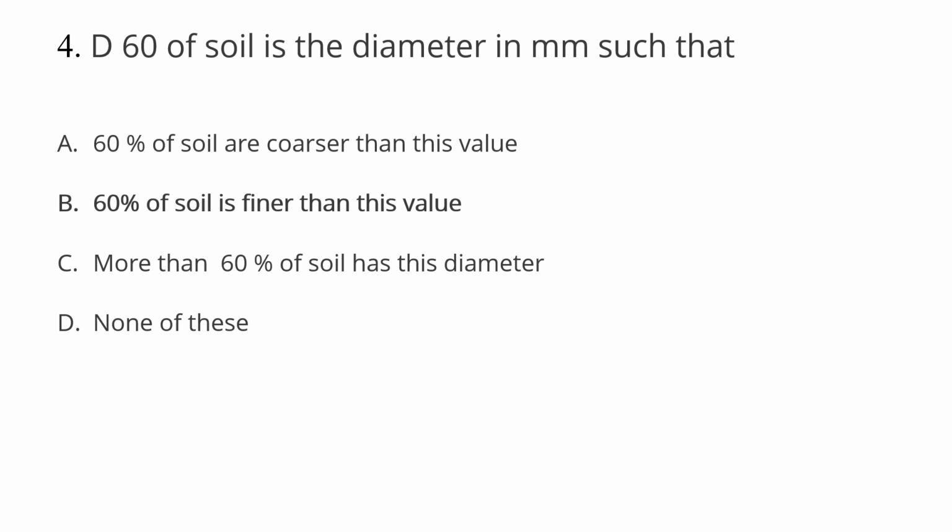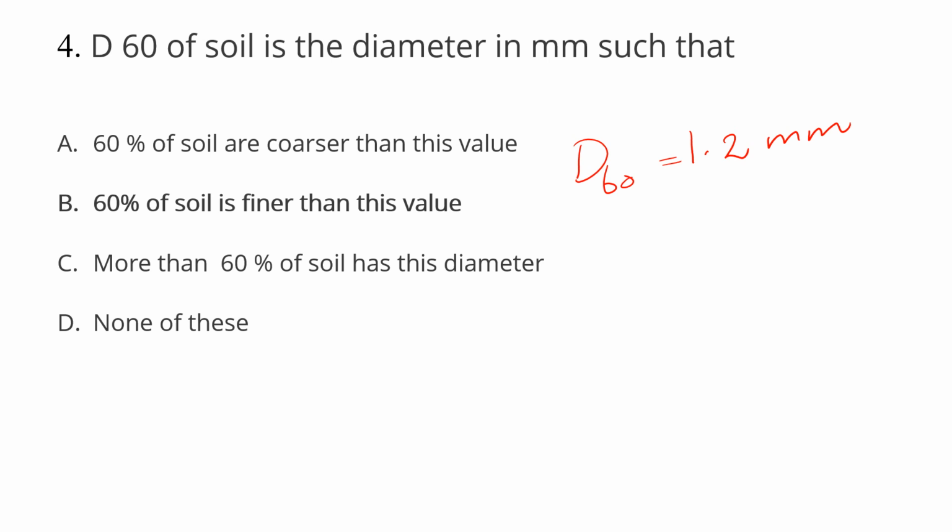So for D60, we will be getting a value in mm. If D60 is equal to 1.2 mm, it means that 60% of the particles in the particular soil mass that you have taken is smaller than 1.2 mm. That is, 60% of the particles in the soil mass that you have taken is having a size less than 1.2 mm. So your option is option B, which is 60% of the soil is finer than this value.